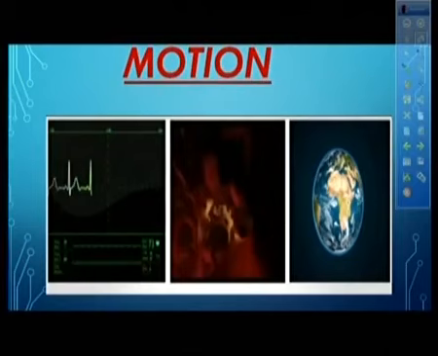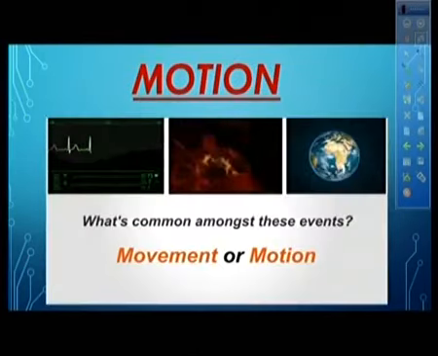Children, if Earth does not spin, day and night will not be formed, and since when it has been spinning, we don't know. What is common in all these pictures? Now you think, what is common in all these pictures? Blood is flowing, Earth is moving, means movement is common amongst these events, amongst these motions. There is motion.